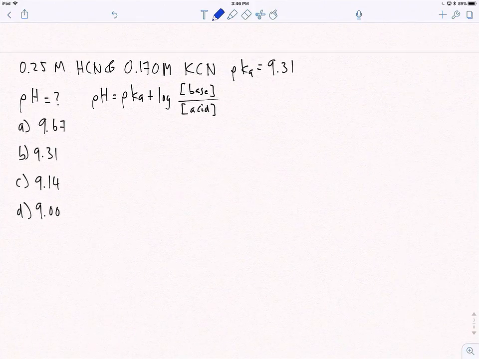So let's see if you can solve this one. Quarter molar hydrogen cyanide and 0.17 molar potassium cyanide. The pKa is 9.31. What's the pH? So which one's the base? KCN, potassium cyanide. And the acid, it has the extra H, the hydrogen side.